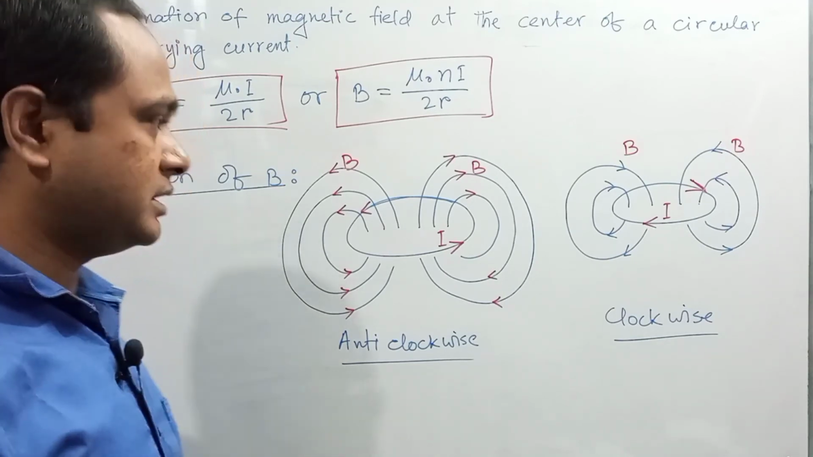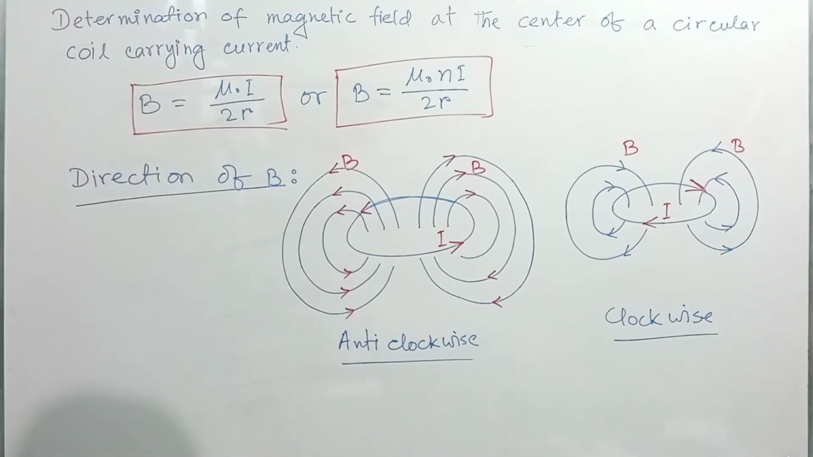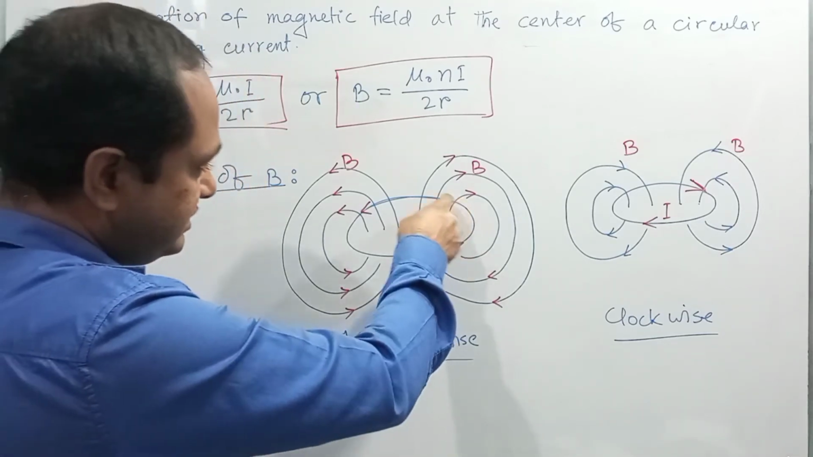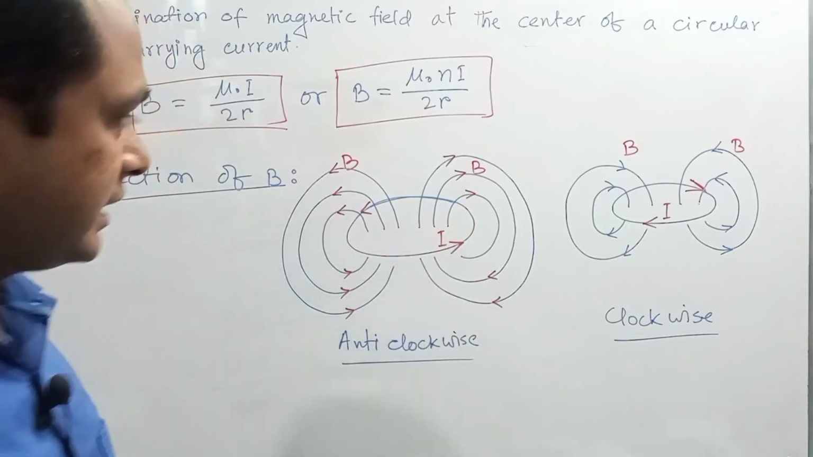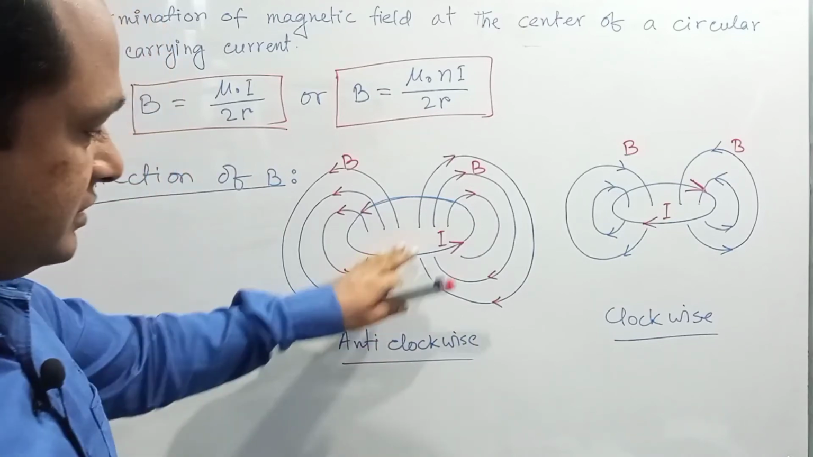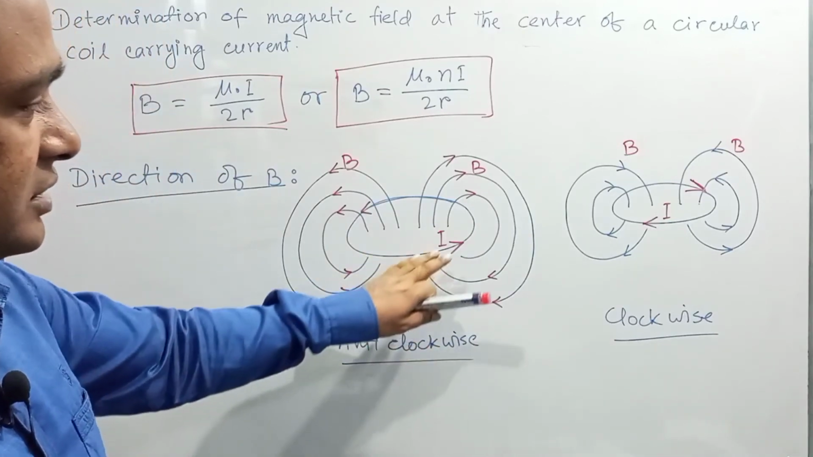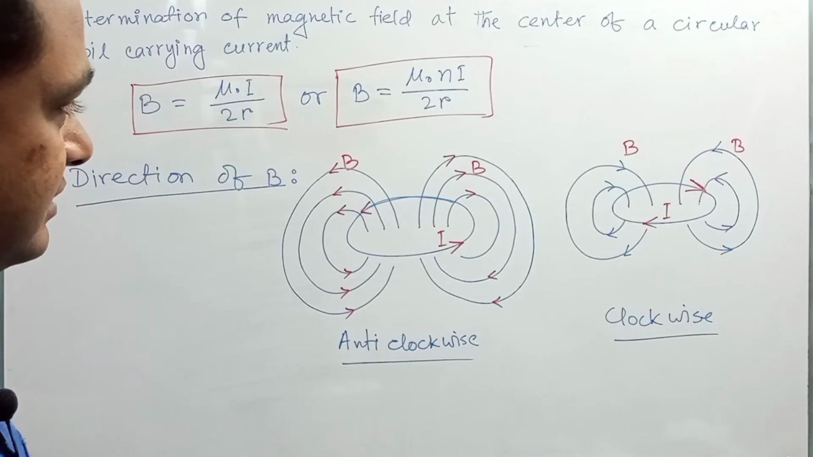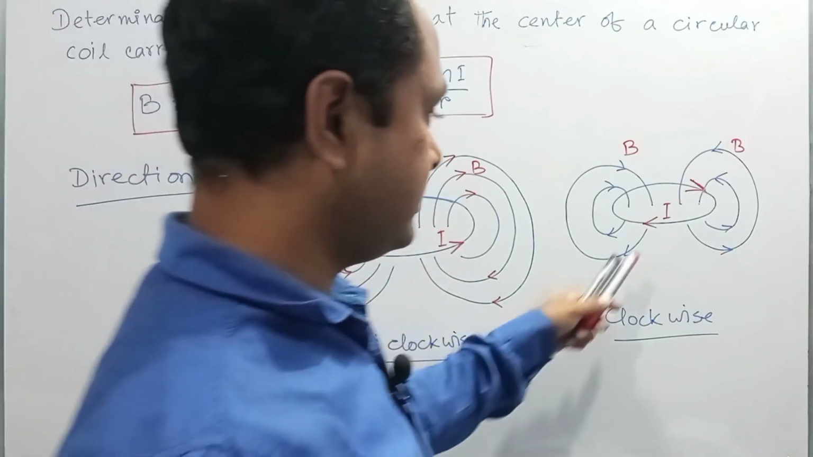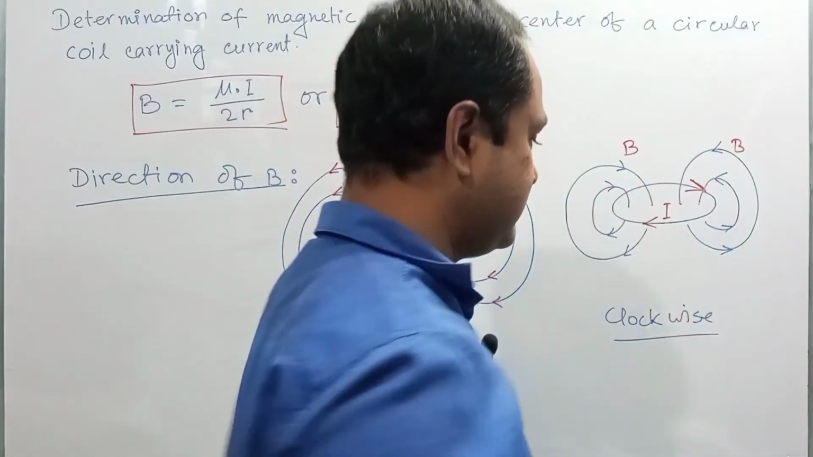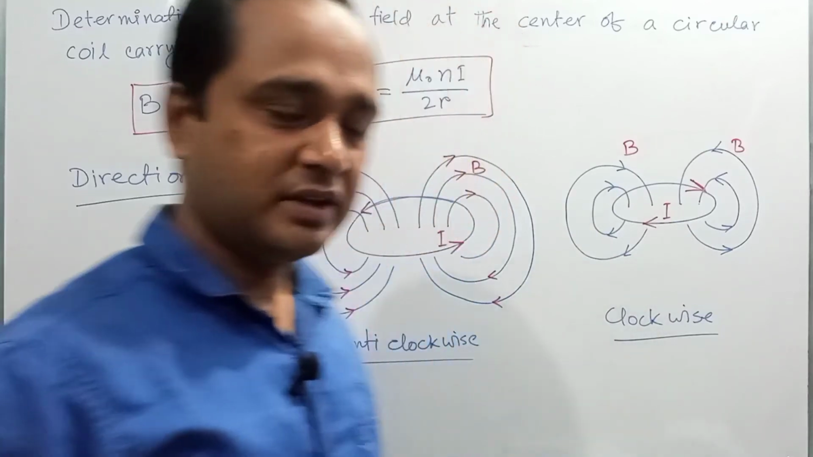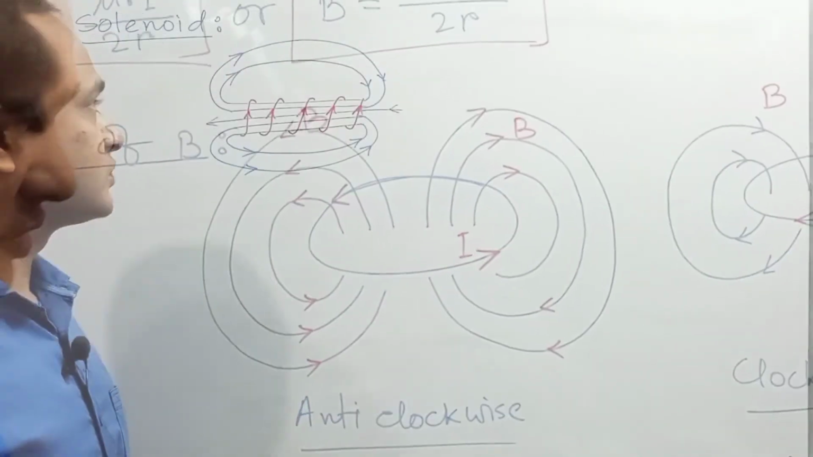Right, dear student, now we can consider the direction of the magnetic field due to the current. If this ring indicates the current carrying coil, and here the direction of current I is anti-clockwise, then the direction of the magnetic field will be like this. And when the current in the circular coil is clockwise, then the direction of the magnetic field will be like this. Okay, so I think you got this.